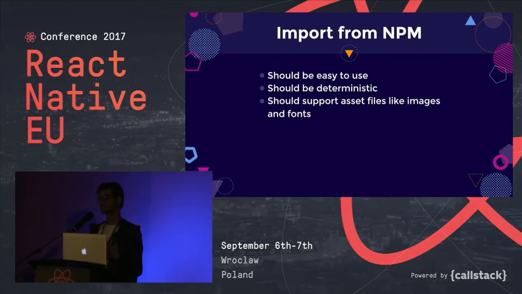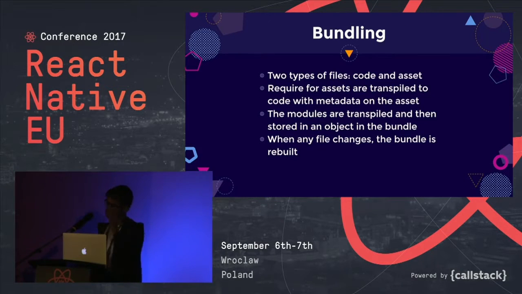Also, if we want to support UI libraries, we want to support asset files, right? So, for example, say you use React Native Elements, a UI component library. It has its own fonts, images. So you should be able to use them. So yeah, we'll see how it is built.